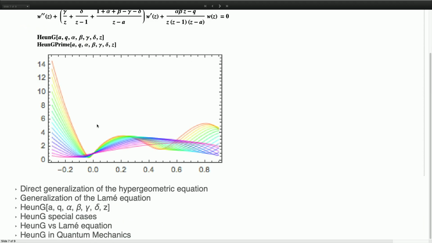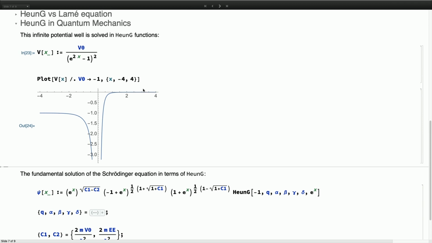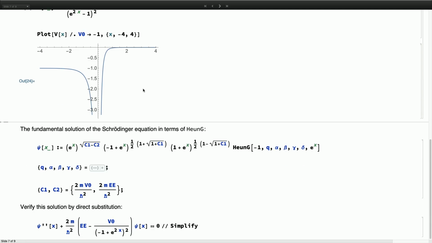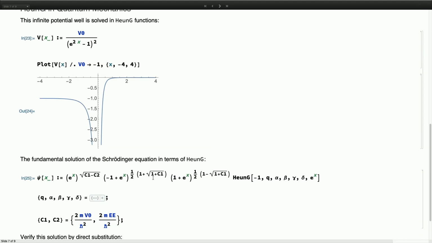And also about importance in physics. For example, this infinite potential is solved in Heun G function. This is a new potential. In fact, it was derived maybe 2 years ago. So here is the solution, the fundamental solution. It's not the wave functions, it's a fundamental solution, in terms of Heun G, multiplied with some very big prefactor. However, if we substitute this into the Schrödinger equation, we'll find that it's true. Really, this function is solving the Schrödinger equation. So this is something new.